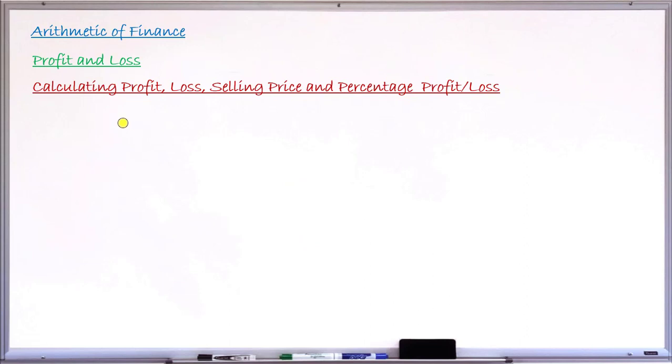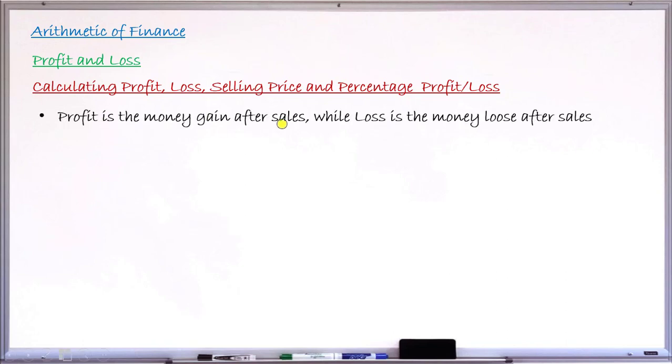To begin the lesson, my dear student, first I will explain what a profit is and what a loss is. Later on, I will show you how to find the profit, the loss, the selling price, percentage profit, and percentage loss. So let's start with the explanation about profit and loss. The profit is the money gained after sales, while the loss is the money lost after sales. Traders sometimes gain after selling some items, and sometimes they have to lose money. That money gained is what we call profit, and the money lost is what we call loss.